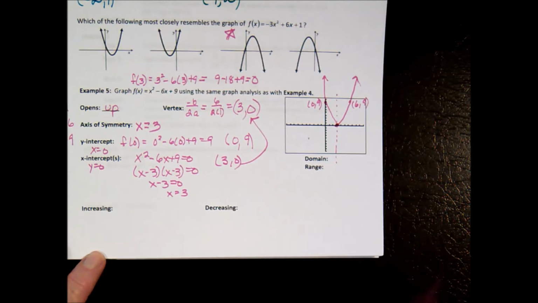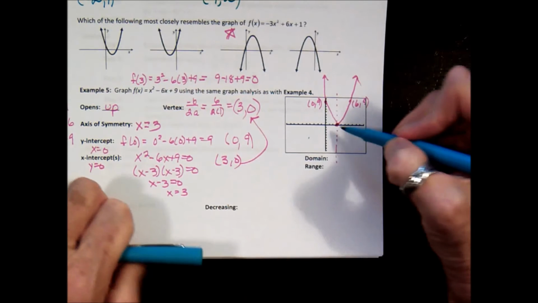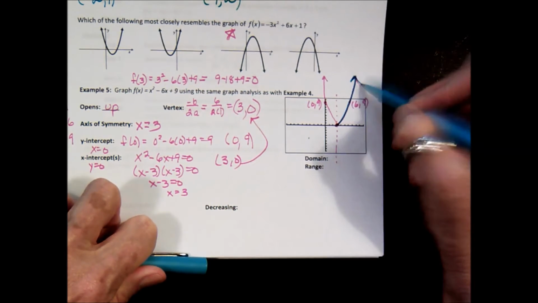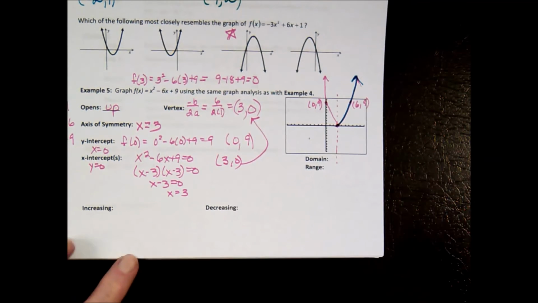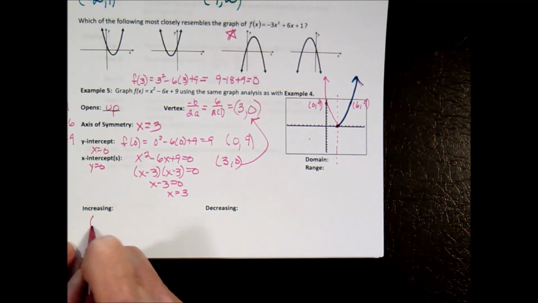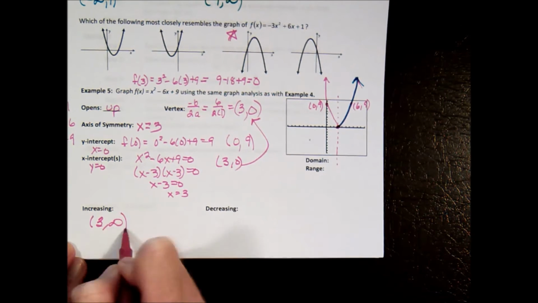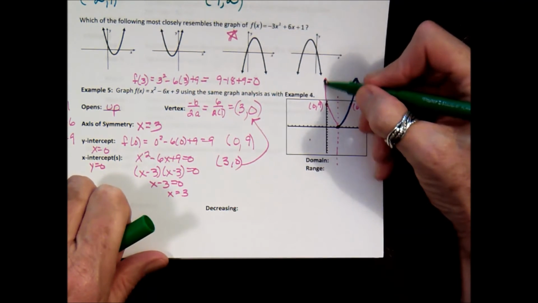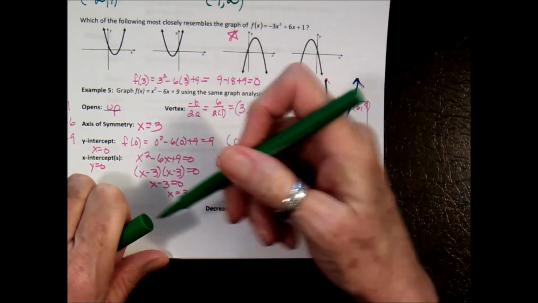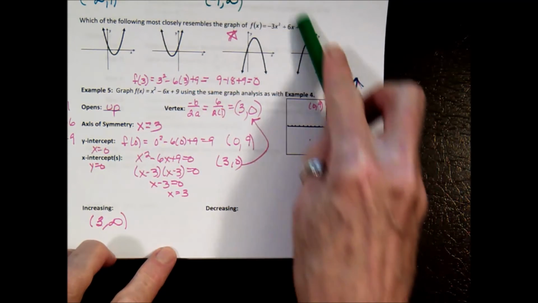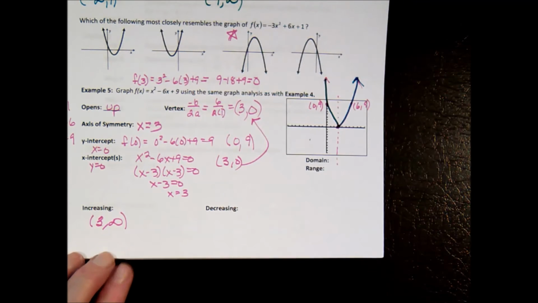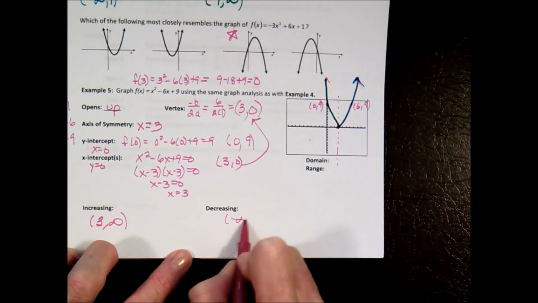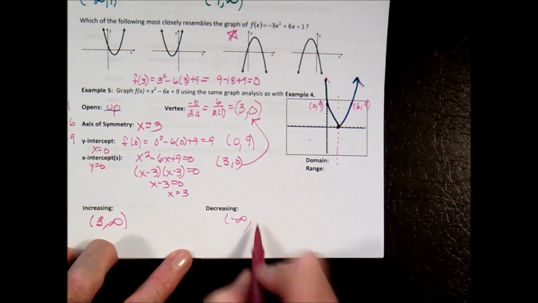Where is it increasing? It's increasing right there. Where does the x start increasing? It starts increasing at 3. It goes to infinity. Where is it decreasing? Decreases right there. Think about the x's. As it goes up, it's going left. And so it starts decreasing at negative infinity. It stops decreasing at 3.